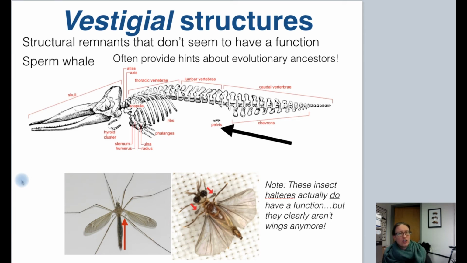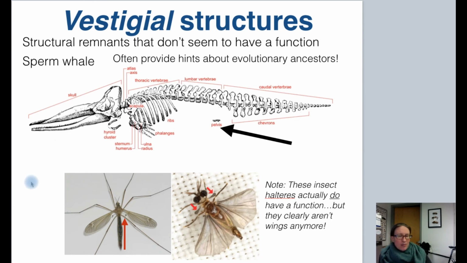Vestigial structures are structural remnants that don't seem to have much of a function, but often those types of structures can provide hints about an organism's evolutionary ancestors and evolutionary history. For example, the appearance of pelvic bones in whales as a vestigial structure is part of what has allowed us to infer that whales share an evolutionary history with other groups of mammals and evolved from an organism that spent time on land.